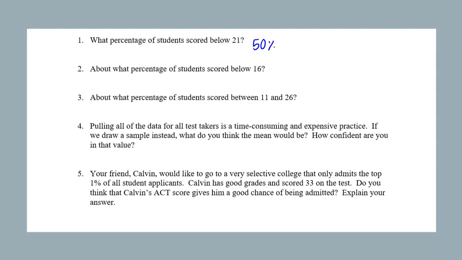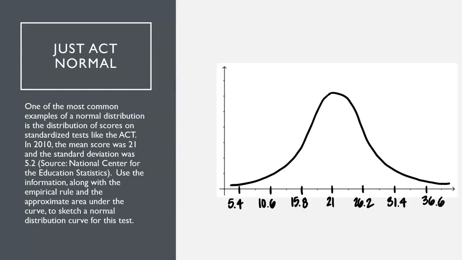Question 2. About what percentage of students scored below 16? Now going back to my normal distribution curve, 16 happens roughly around here, and I would try to find the area under this part of the curve. It's difficult for me to find the exact area as of right now because all I know is the empirical rule, so I will have to estimate to the best of my ability. If I know that this half is equal to 50%, and one standard deviation would be 34%, then that means that this remaining highlighted section is approximately 16%.